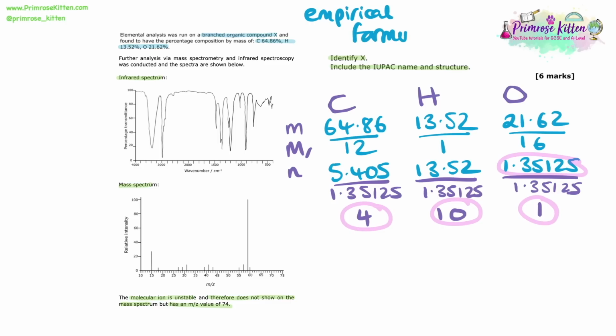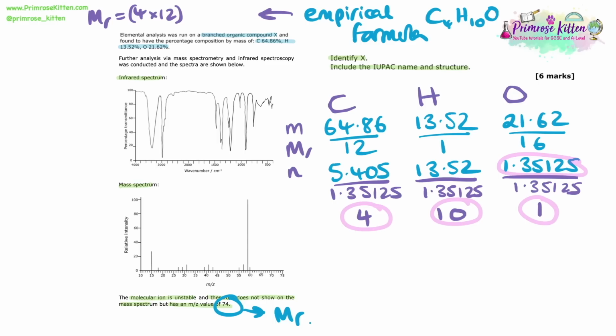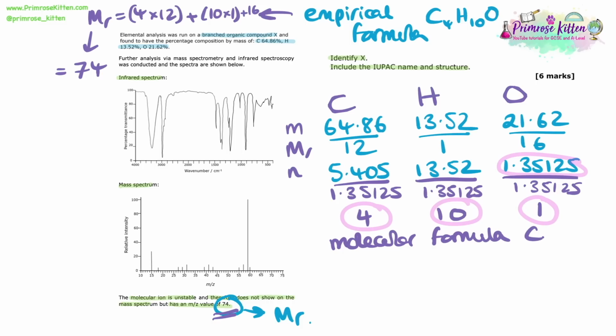That's a really important thing to start with because now that we know the empirical formula, we can find the molecular formula. We're told in the question that the molecular ion is unstable, but that it has an m/z value of 74. That m/z value is equal to our Mr. So we know that the Mr of the molecular formula is 74. What we need to do is work out the Mr of the empirical formula and see how that differs. If I tally this up, I find that the empirical formula also has an Mr equal to 74. That's great news because it tells us that our molecular formula is exactly the same as our empirical formula. So we have now already got our molecular formula. And this is where we can start to have a look at our spectra to see how we can be helped.